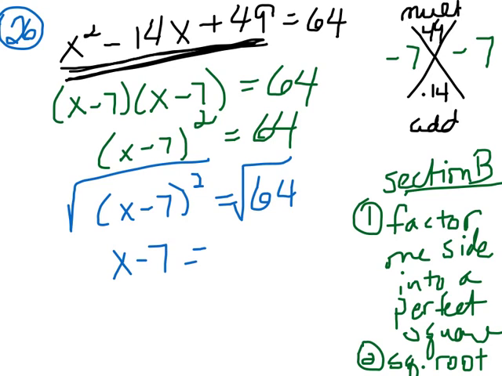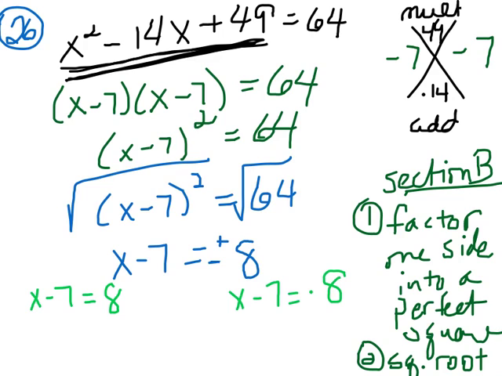And what do I need to do on the square root of 64? What is the square root of 64? 8. And I need a plus and I need a minus, right? So these problems in section B are just, you have to do a little bit more work to get them to look like the section A problems. So I have two equations to solve, don't I? I have x minus 7 is positive 8, and I have x minus 7 is negative 8.